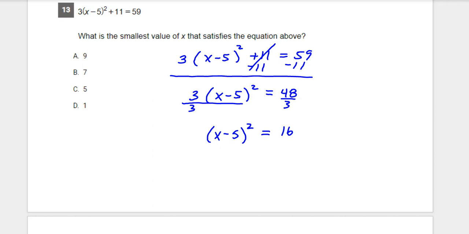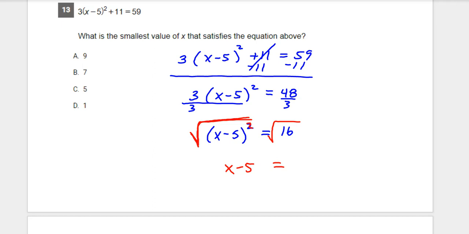And then now if I want to get rid of that squared, I can take the square root of both sides. So I could take the square root of this side and the square root of this side. And the square root and the squared cancel each other out. And basically I just end up with x minus 5, which the parentheses aren't really necessary. So I'm going to drop those.